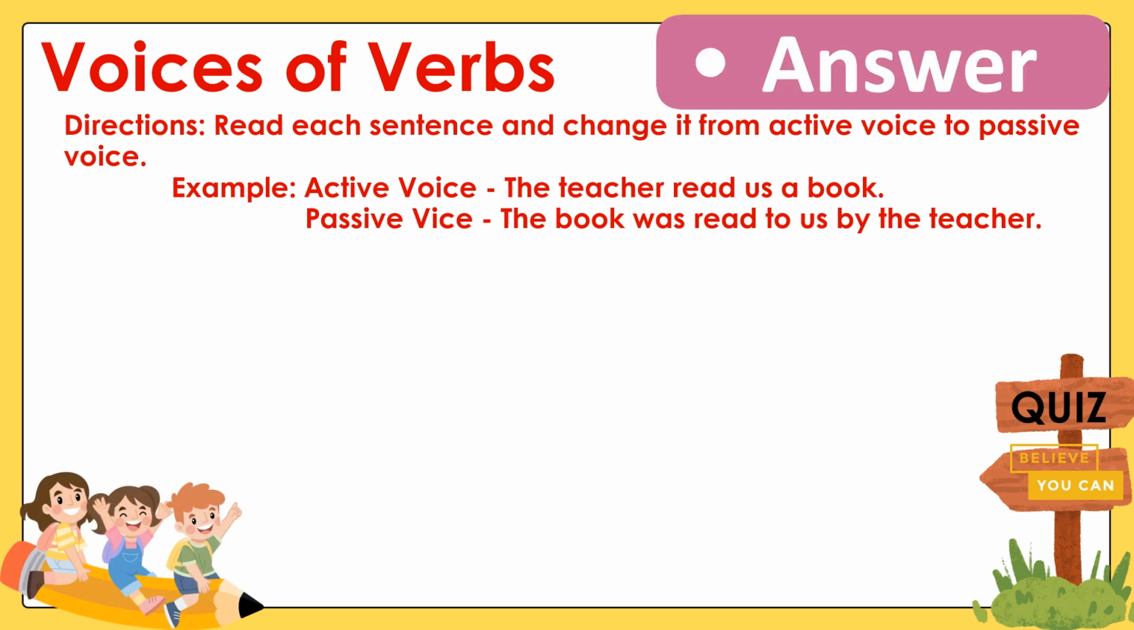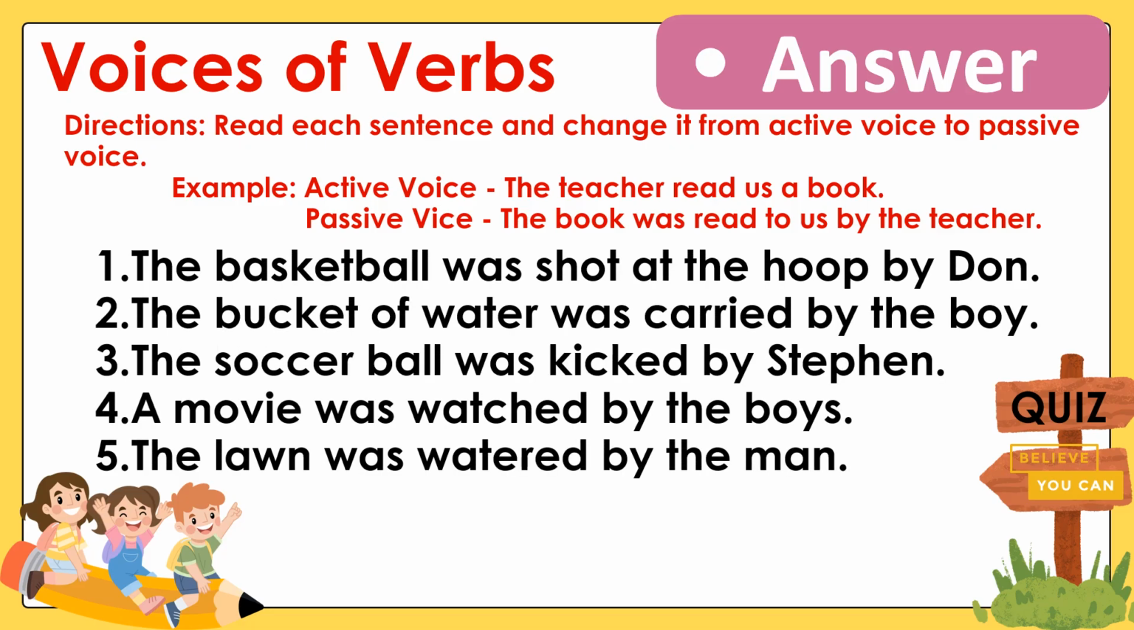Now here's the answer. Number 1, the basketball was shot at the hoop by Don. Number 2, the bucket of water was carried by the boy. Number 3, the soccer ball was kicked by Stephen. Number 4, a movie was watched by the boys. And number 5, the lawn was watered by the man.